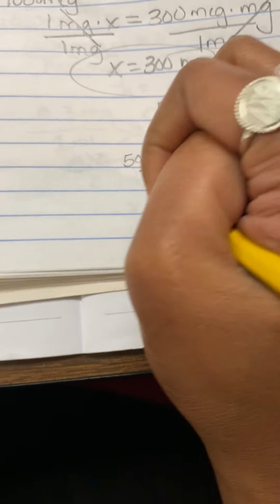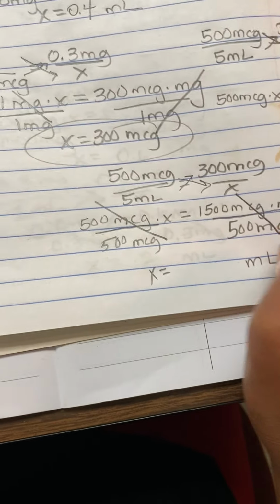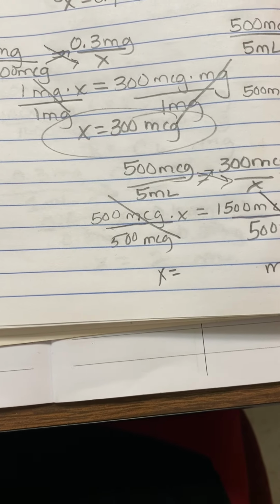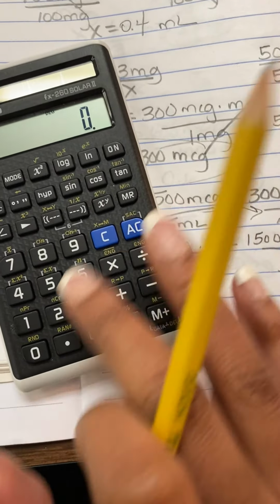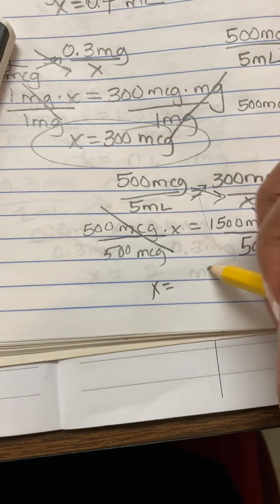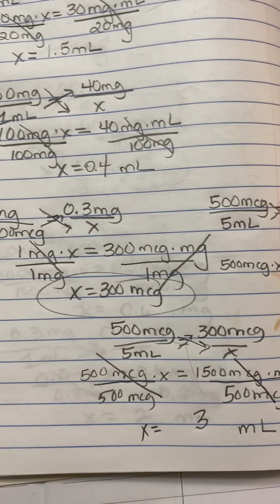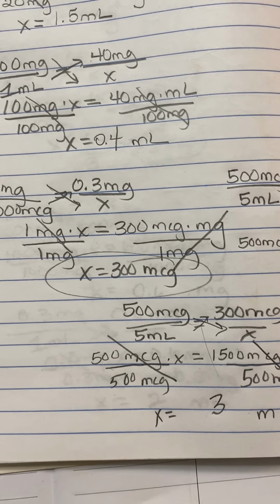Okay, last step, you're going to divide both sides by 500 micrograms on both sides, of course. These will cancel. Okay, these will cancel, leaving you with nothing but milliliter, and that's what you want. So 1,500 divided by 500 equals the number 3. Okay, so that will be 3 milliliters. 3 milliliters.